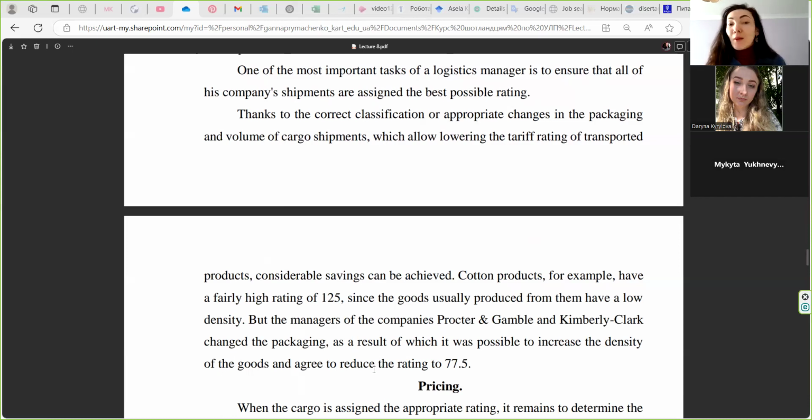But the managers of companies such as Procter and Gamble and Kimberly-Clark changed the packaging, as a result of which it was possible to increase the density of the goods and reduce the rate to 77.5. So from 125, we could move to other positions. There was a very big difference between the first position and the second position, and it depended on packaging. It was really very good result.